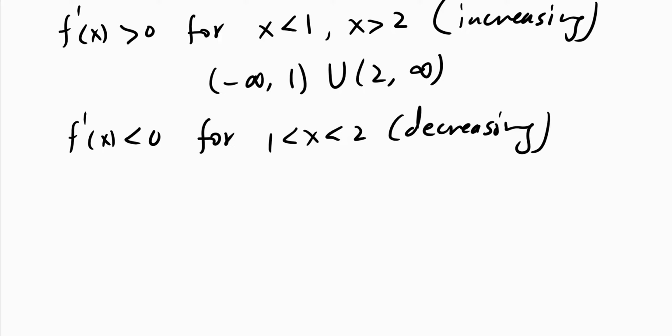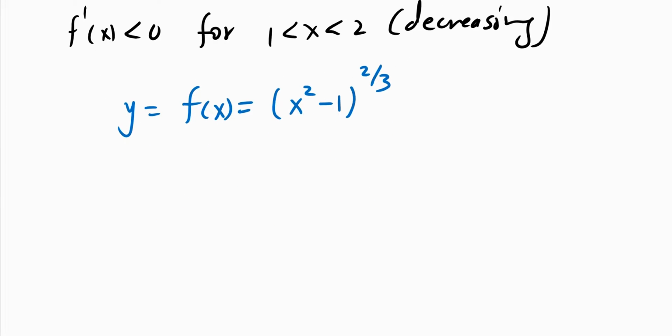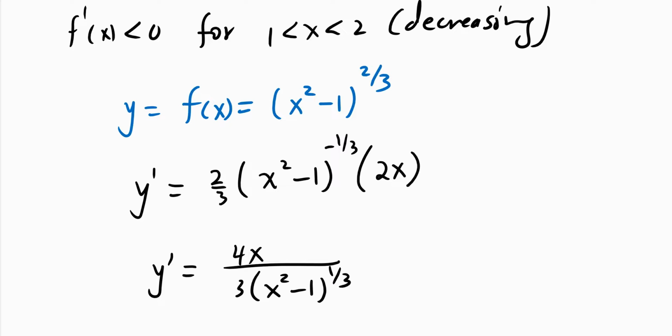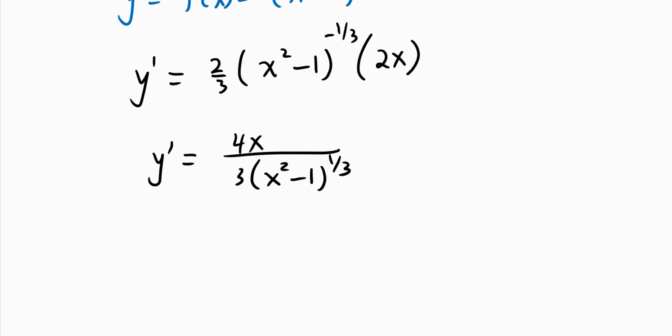So let's do the same thing with a more complicated function. Say y equals (x squared minus 1) to the 2/3. So what are we going to do here? We're going to find y prime: bring the 2/3 down, x squared minus 1 to the power 2/3 minus 1, times the derivative of the inside. So y prime equals 4x over 3 times (x squared minus 1) to the 1/3. So that gives me this function and its derivative.